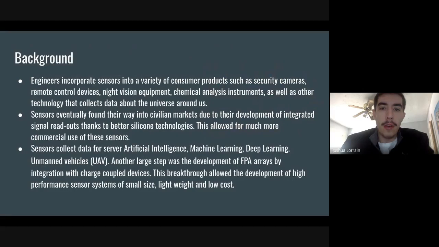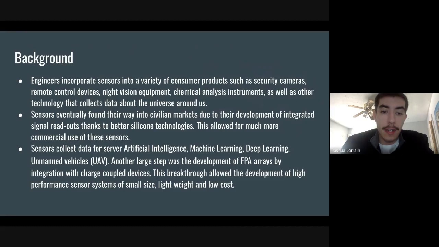So a little background on the project in general. Engineers incorporate sensors into a variety of consumer products such as security cameras, remote control devices, night vision equipment, chemical analysis instruments, as well as many other technologies that collect data about the universe around us. Very important nowadays, especially. Sensors eventually found their way into civilian markets due to the development of integrated signal readouts, thanks to better silicon technologies. It's always evolving and developing. This allowed for much more commercial use of these sensors.